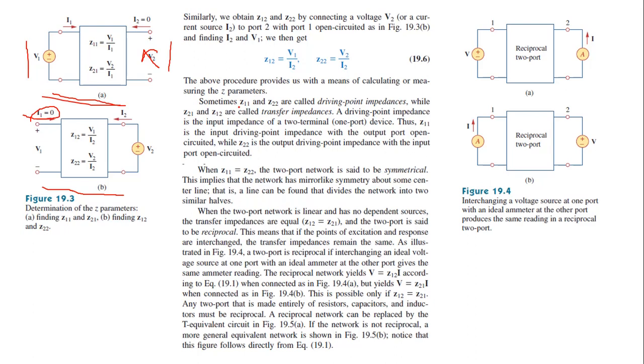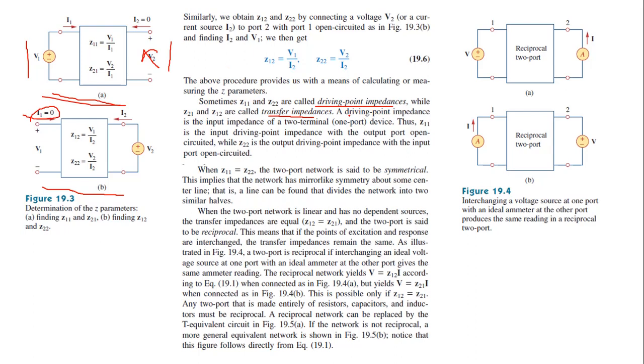Now sometimes Z11 and Z22 are called driving point impedances, while Z21 and Z12 are called transfer impedances. We know the input impedance and output impedance, we call them driving point impedance. So Z11 and Z22 are called driving point impedances, while Z21 and Z12 are called transfer impedances. Why transfer impedances? Because it relates one port to another port.